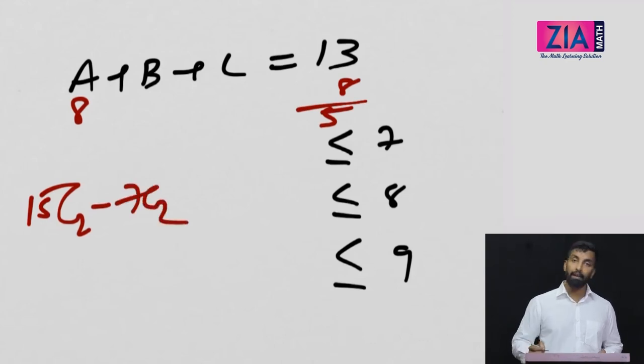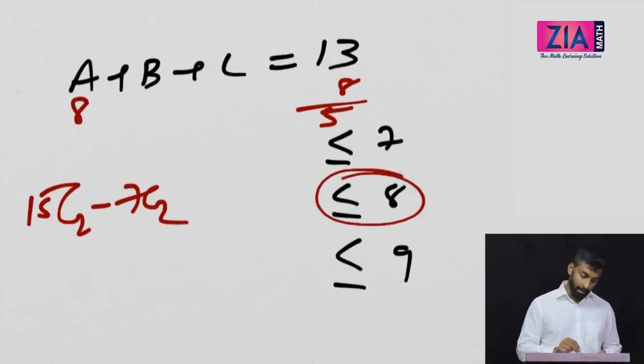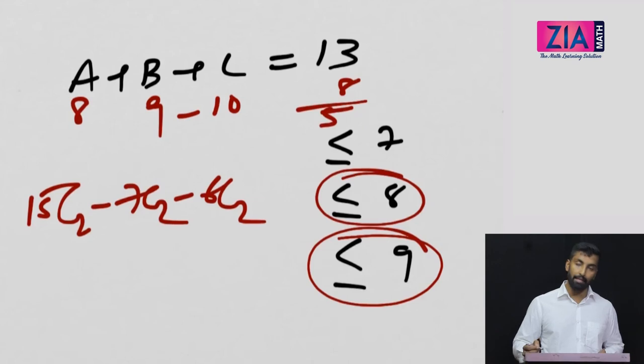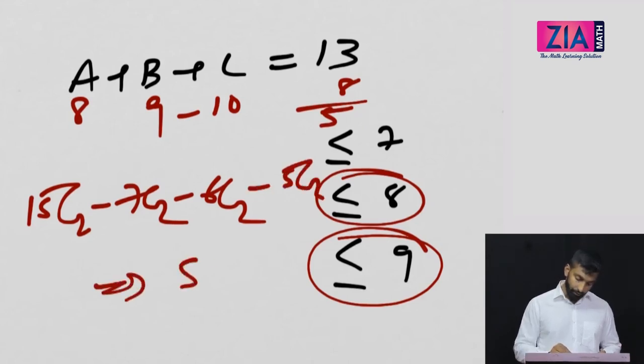You get 7C2. Then you need to see how many ways B violates, right? You put this as 9, then you get this as 6C2. Then you need to see how many ways C violates, that you need to put this as 10, then you will get this as 5C2. When you get the answer, you will get it as 59, right? So these are the possible 5 questions when the right hand side is a constant.